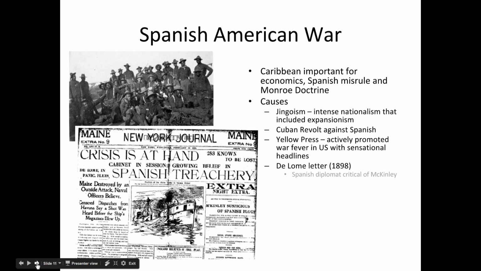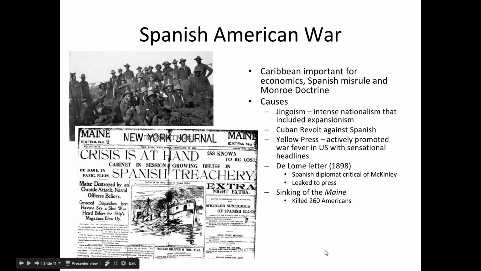And then you get the De Lôme letter in 1898, where a Spanish diplomat is actually openly critical of President McKinley. This letter gets leaked to the press, so leaks are not new, and presidents are always trying to control those leaks. And then you have the Maine sinking, and it's unknown whether or not the Maine, to this day, was blown up by the Spanish, if there were mines in the water, or if it was a coal bin that exploded. But the way the papers painted it, it was the Spanish that were responsible for it.